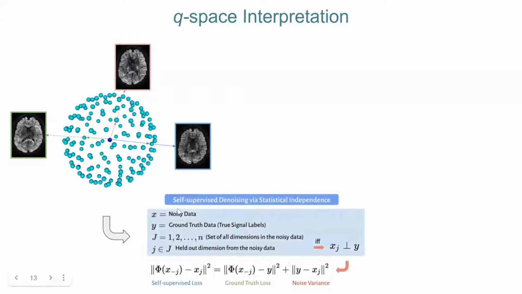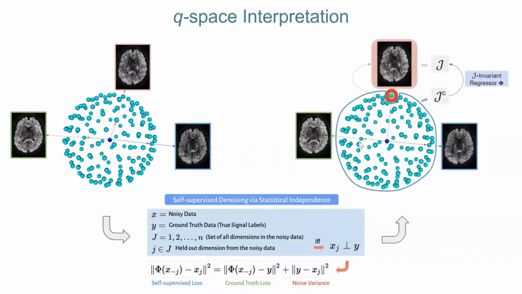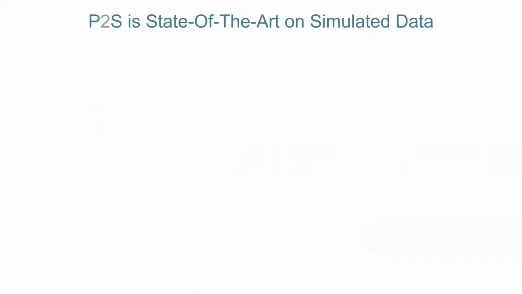So as long as this self-supervised loss satisfies the statistical independence property, this will always work. And this is what we call J-invariant regression, or basically J-invariant functions. So the held out volume J, this is the subset dimension J, and the rest of them we use to predict it, right? And the phi that we use is basically used to denoise that particular volume.